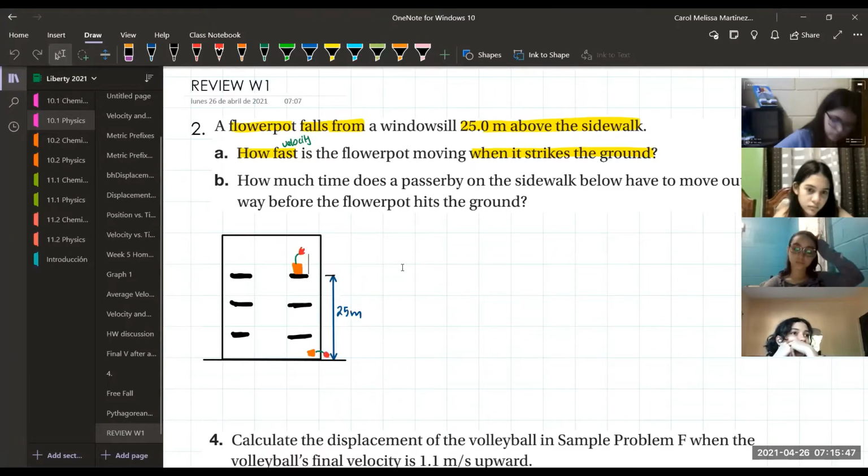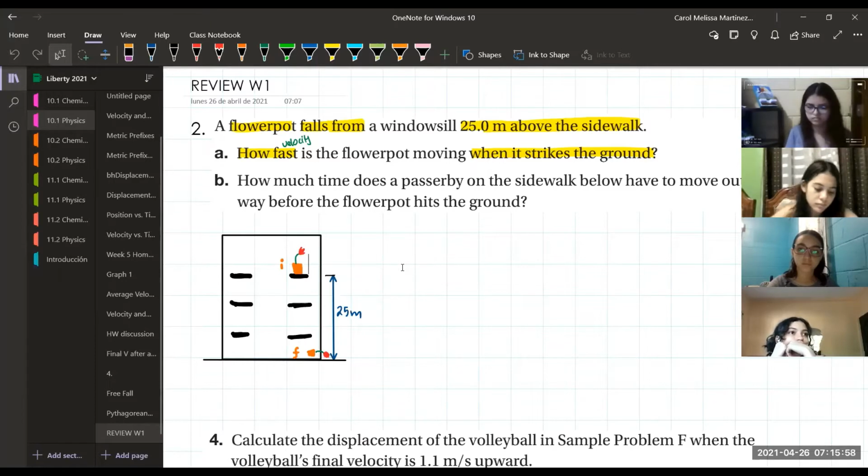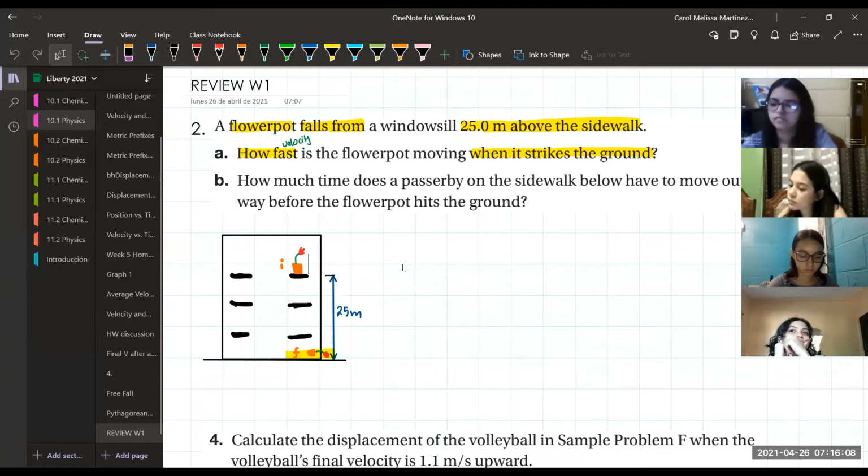So initially, your object was there in the windowsill, okay? After it falls down, it looks more like that. So when it strikes the ground, it represents what we know as the final condition of the object. The second reason is because in the beginning, it says that the flower pot falls down. Falling down represents an initial velocity of 0.